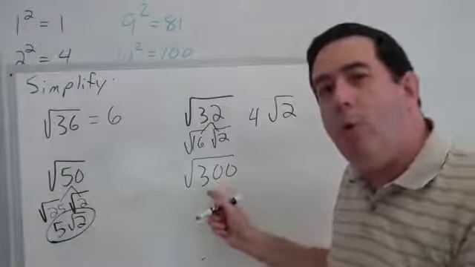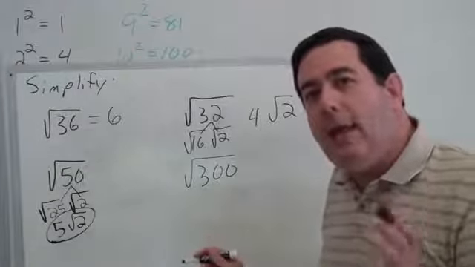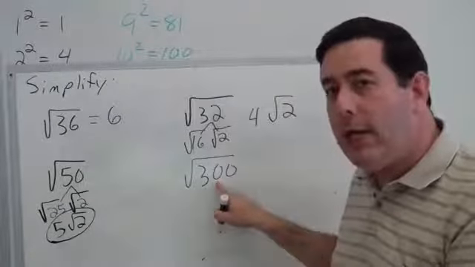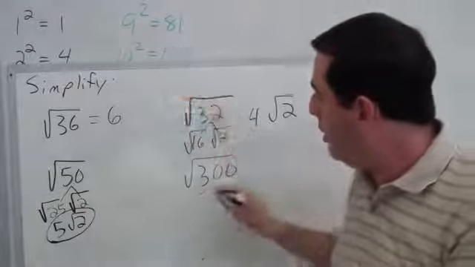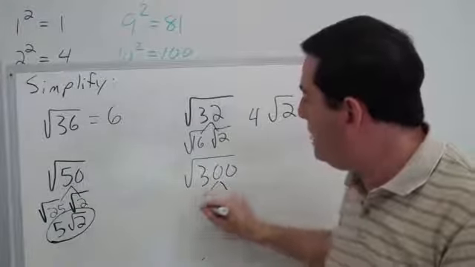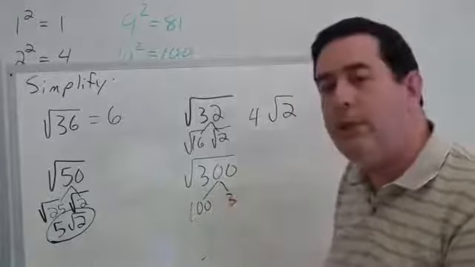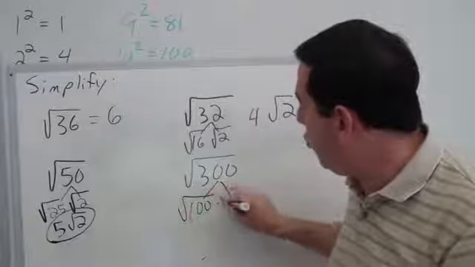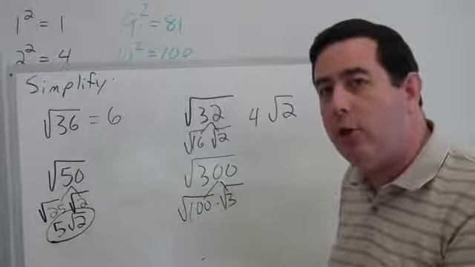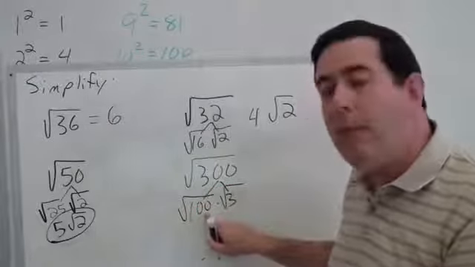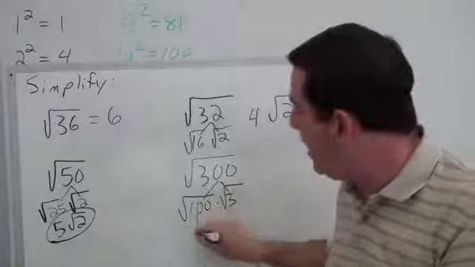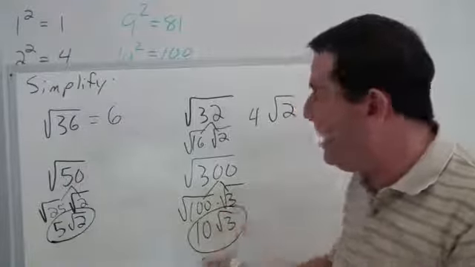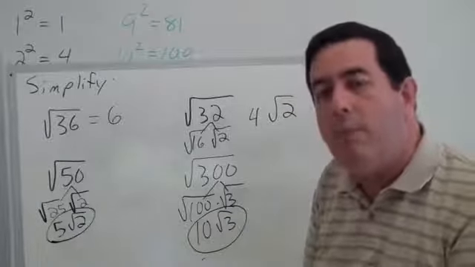Even with a big number, we'll do it in the same way. Think of the largest perfect square that could evenly divide 300. 100 goes into 300, so this is the same as 100 times 3. We want to simplify this by making it the square root of each of those factors. The square root of 100, what number times itself gives me 100? That number is 10. I can't do anything with the square root of 3, and so 10 times the square root of 3 would be our simplified form.